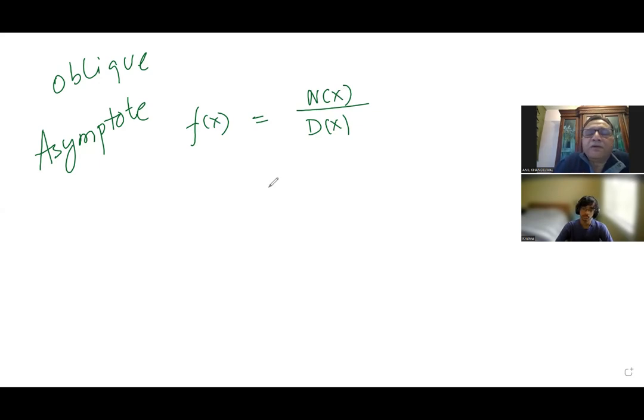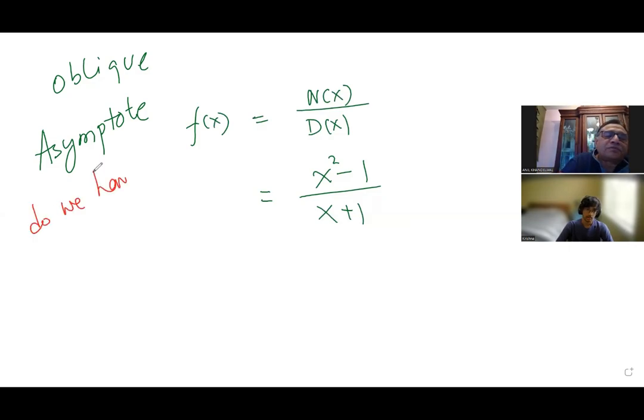However, if we have an example, as you said just now, if I have x squared minus 1 divided by x plus 1, correct? Now here, clearly, the degree of the numerator is 1 higher, right? Do we have an oblique asymptote? No, correct. That is very true.